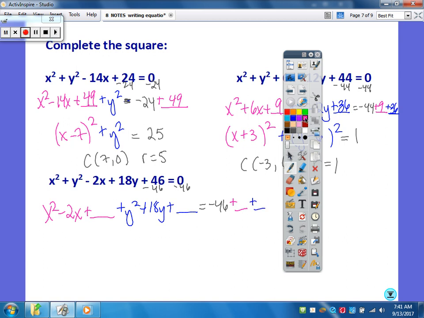Alright, so first thing I did was rearrange it, leave myself some space. Half of 2 is 1, 1 squared is 1, so I'm going to add 1 to both sides of the equal sign. Half of 18 is 9, 9 squared is 81, so I'm going to add 81 to both sides of the equal sign.